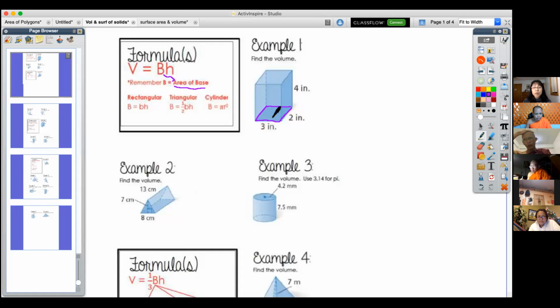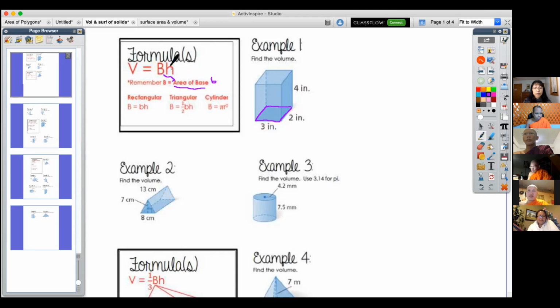What is the shape of my base? It is a rectangle, okay? So what is the area of my rectangle? Not 9, close. 6. Very good. So the area of my base is 6. That's my base here.